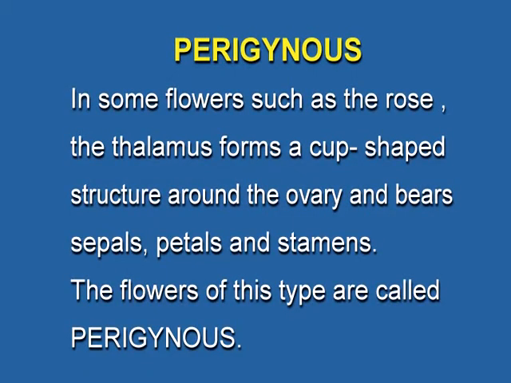In some flowers such as the rose, the thalamus forms a cup-shaped structure around the ovary and bears sepals, petals and stamens. That means sepals, petals and stamens are produced in the rose flower around the cup-shaped structure. Flowers of this type are known as perigynous.